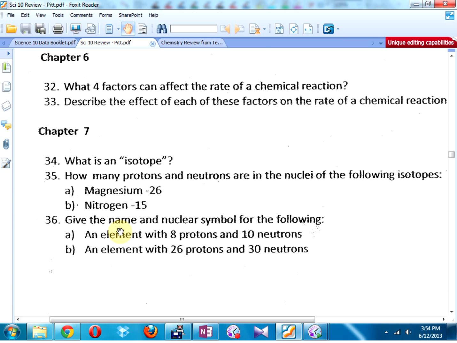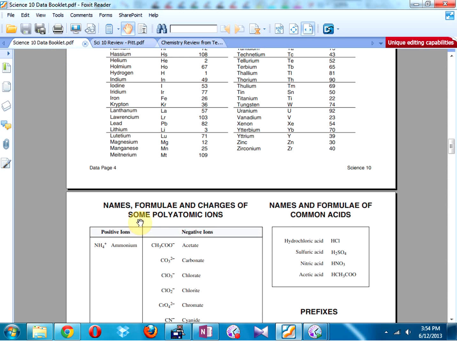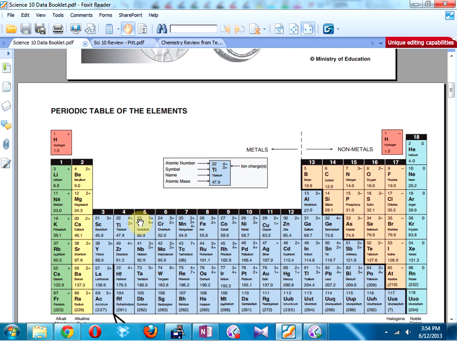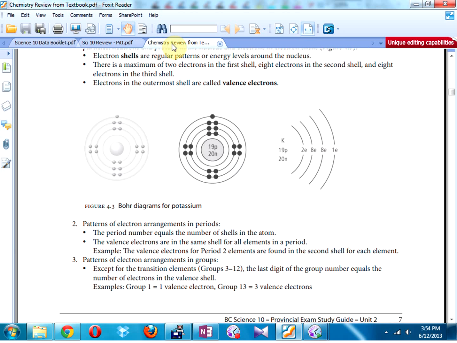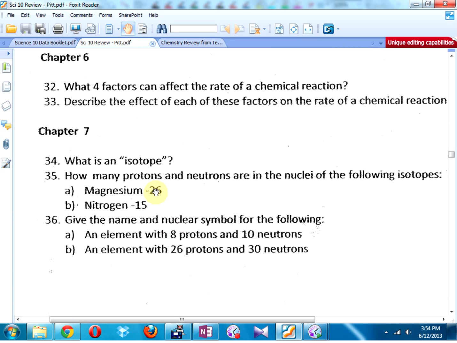How many protons and neutrons are in the nuclei of the following isotopes? Magnesium 26. So now we have to go to our periodic table. Magnesium normally has a mass of what? 24.3. But what does this one have a mass of? 26. It's picked up some extra neutrons, because the protons can't change.